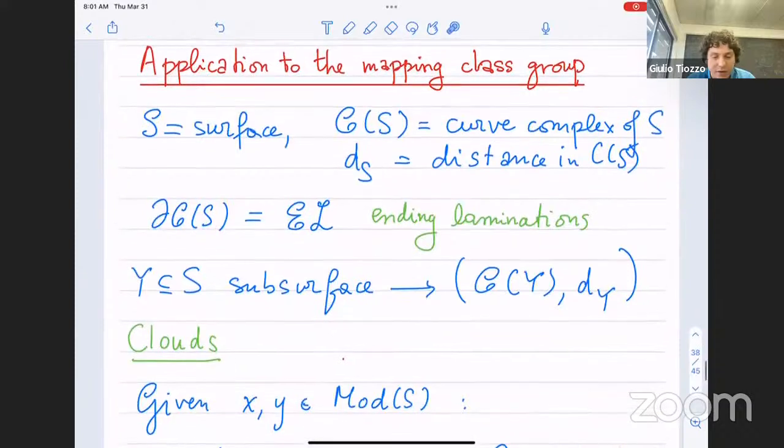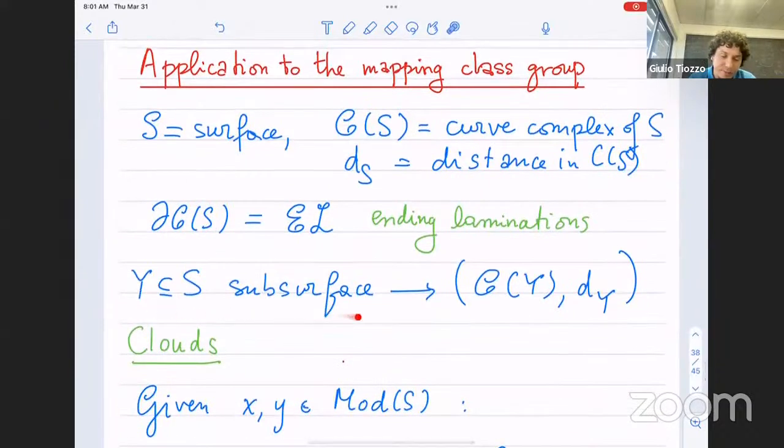And then whenever you have a subsurface of your surface, you always have another curve complex, the curve complex of the subsurface. Right?